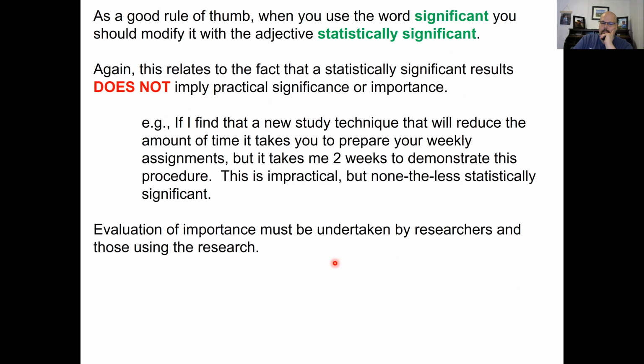As a good rule of thumb, when you use the word significant, you should modify it with the term statistically significant. And this is important because statistical significance does not always result in practical significance or importance. The example I always give: I might find a new study technique that will reduce the amount of time it takes you to prepare your weekly assignments, but it takes me 2 weeks to demonstrate that procedure. Yes, it's statistically significant, but it's impractical. So it's statistically significant, it's not real-world significant. And you have to be careful when making those assumptions. And that's why I like to see the words statistically significant.